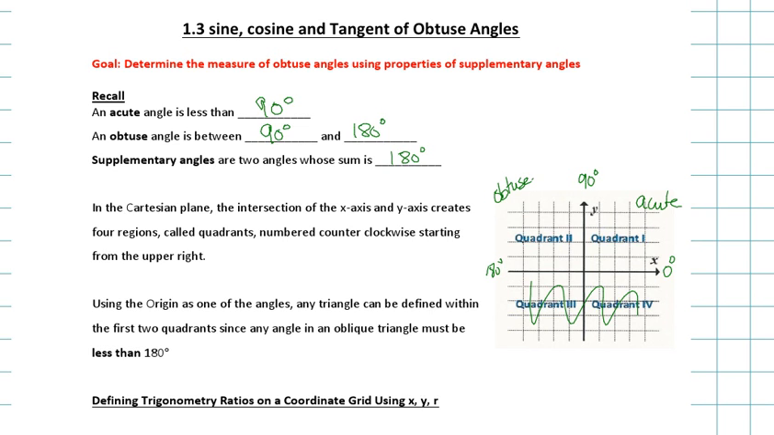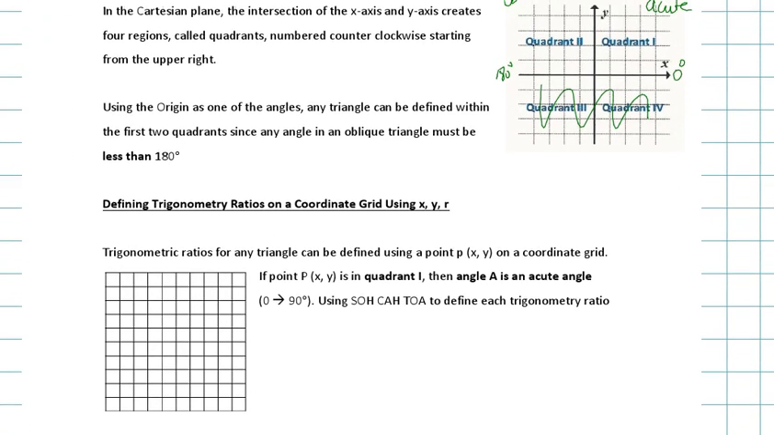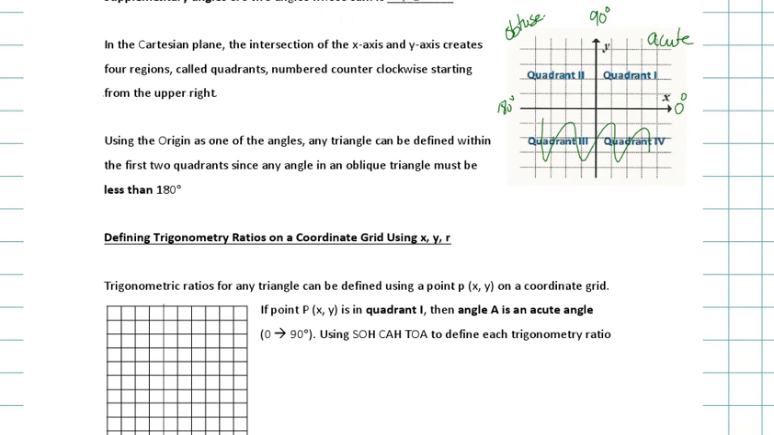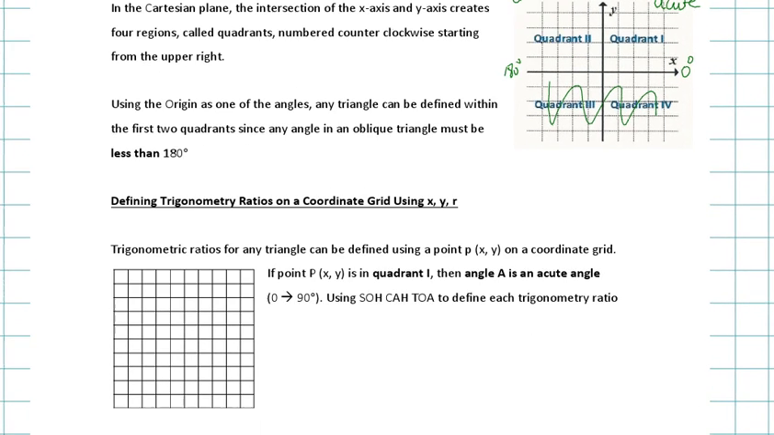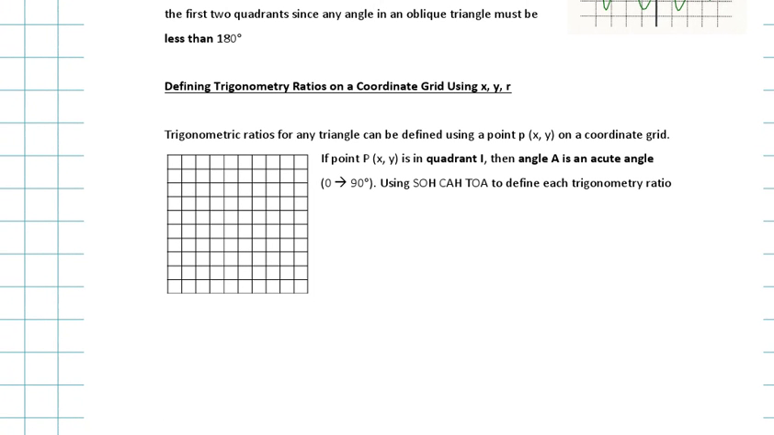Do you remember how we said SOHCAHTOA: opposite over hypotenuse, adjacent over hypotenuse, and opposite over adjacent, and all of this? We're going to define SOHCAHTOA again now by using the coordinates of a point. Yes, it's going to seem weird right now, but you're going to see what I'm talking about. A trigonometric triangle can be defined using a point P(x, y) on the coordinate grid. If point P(x, y) is in quadrant 1, then the angle A is an acute angle.